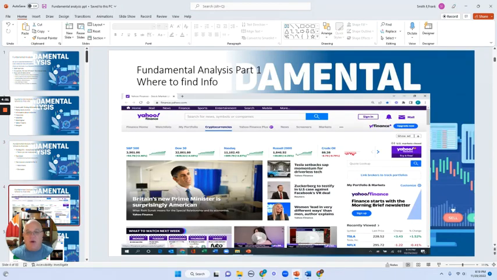So if you go to Yahoo Finance, finance.yahoo.com, you'll pull up a basic page that looks like this. It has some newsy information, which is okay. There are better sources, but it does have where you can put in information and look up companies and symbols. Just type in the company name, or if you know the ticker symbol, you can put that in as well.